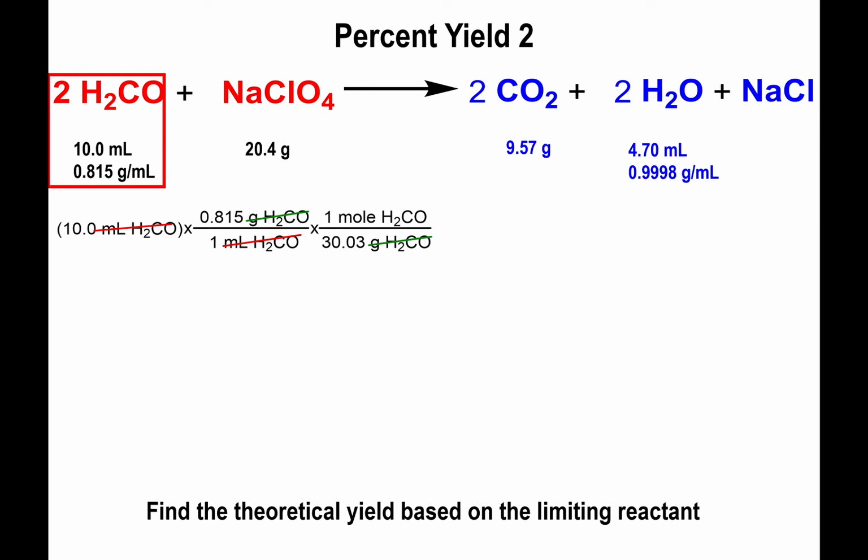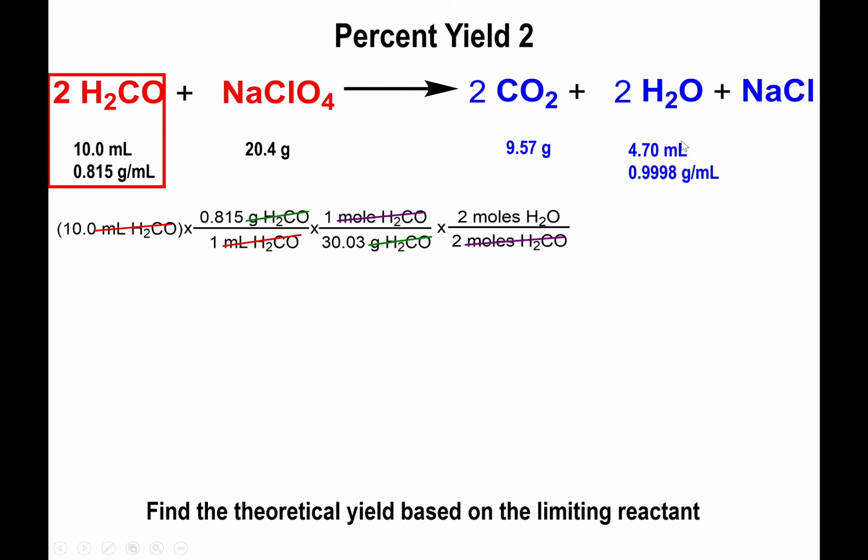But now we're going to switch over to water. This is how this will differ. For H2CO, we have 2 moles to begin with. For water, we end up with 2 moles, so the ratio is literally 2 to 2 or 1 to 1. 2 moles of H2CO on the bottom to cancel out with the 1 mole of H2CO on top, which leaves us with the moles of water.